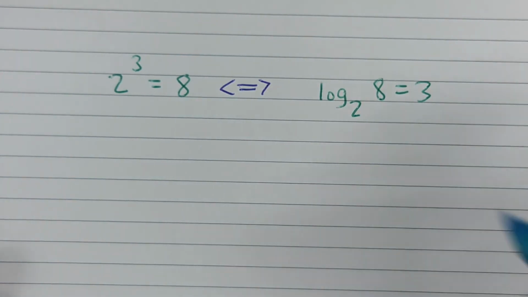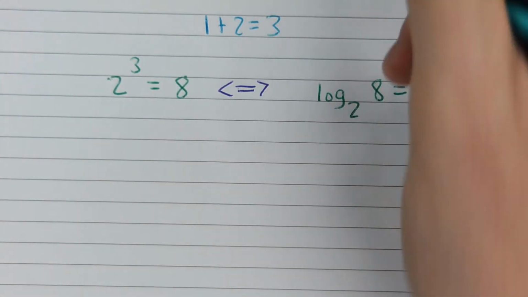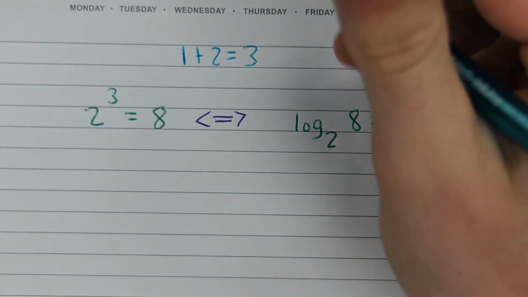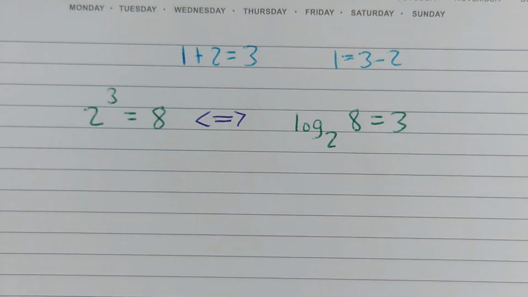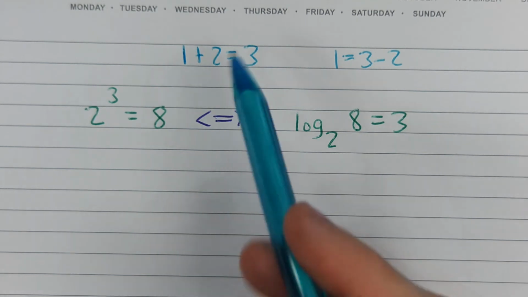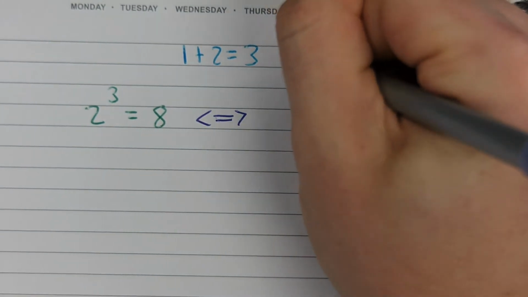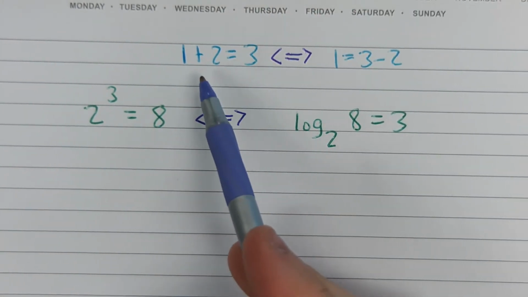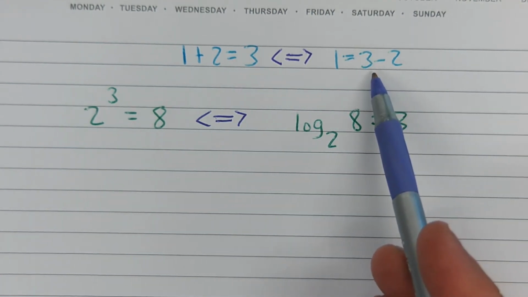For example, 1 plus 2 equals 3. Absolutely true statement, right? But isn't it also true that 1 equals 3 minus 2? All I did was subtract this 2 from both sides. These two statements say the same thing. One of them uses addition to show you the true statement. The other uses the inverse of addition to show you the same true statement.